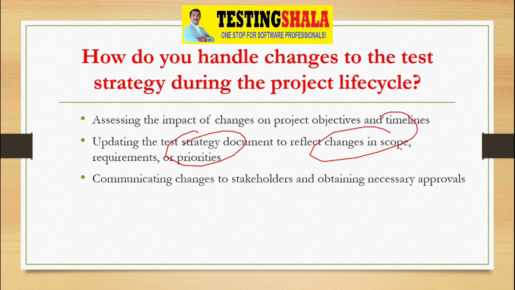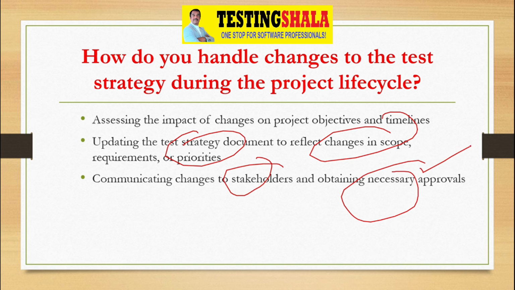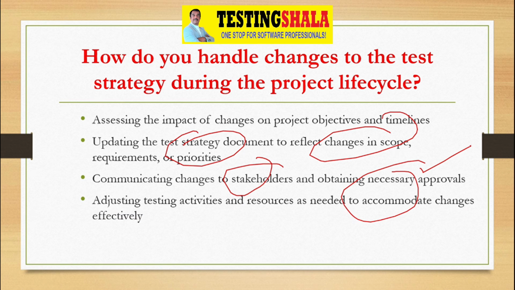Once we update our test strategy, we have to keep communicating to the stakeholders as well, and get the necessary buy-in or approval from them, so that everybody will be on the same page when there is a change in the requirements or user stories. And we have to adjust the overall testing activities, and resource requirements will also have to be accommodated accordingly. If the scope becomes very huge, then we have to hire new resources, get new hardware, procure new licenses, and so on.